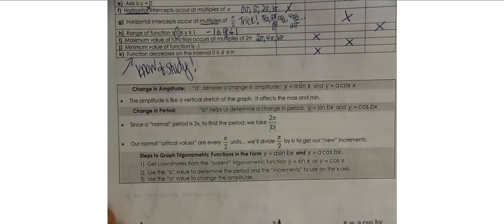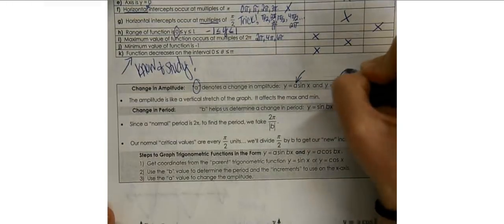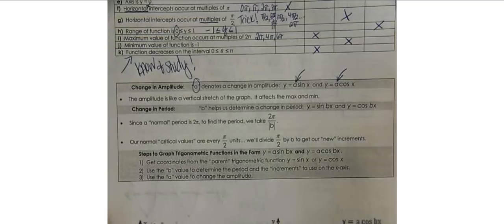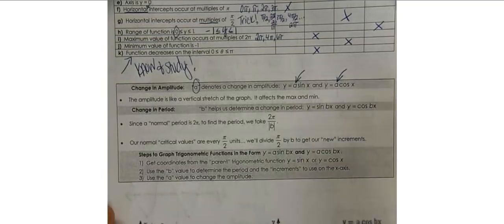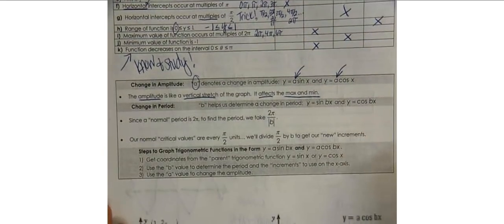So now what we're going to do is talk about amplitude, or change in amplitude. Now A denotes a change in amplitude, and there's that little A value that I said would occur. It's the number that you're multiplying in front of sine of x and cosine of x. And the amplitude is like a vertical stretch of the graph. It affects your maximum and your minimum values. So that's going to be your A value. That will represent your amplitude.